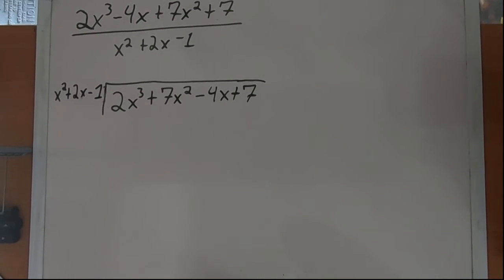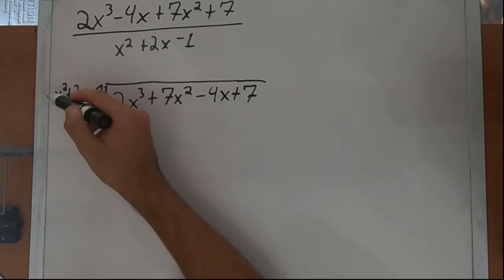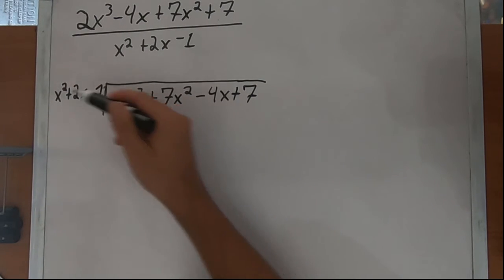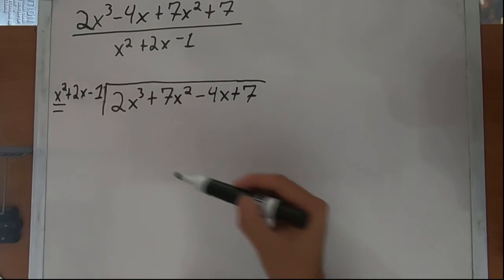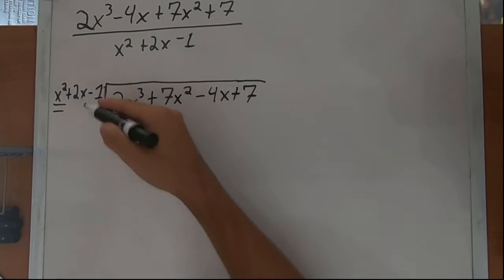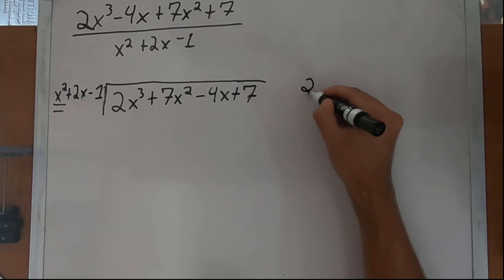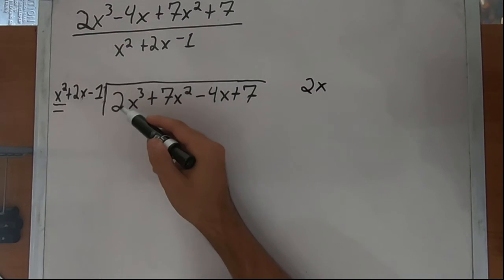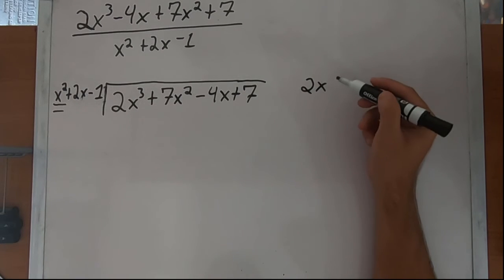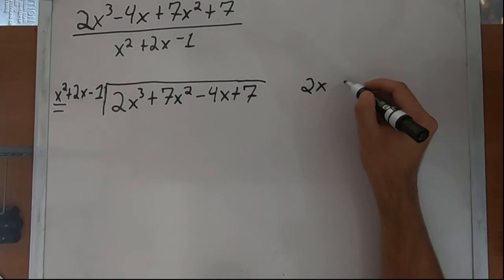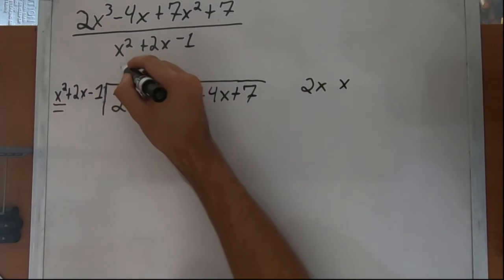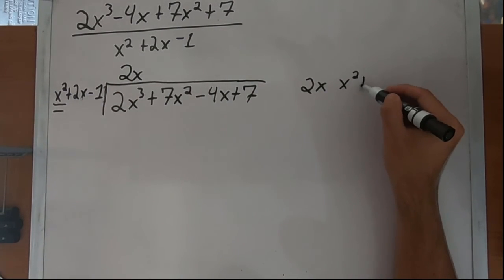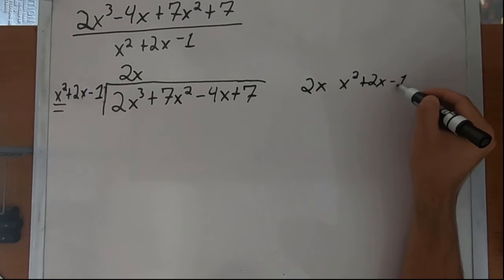Okay, just like we did before, what could you multiply x squared by to get 2x cubed? Remember, here you're only focusing on this term. So that would be 2x. 2x times x squared is equal to 2x cubed. Okay, so 2x multiplied by the whole thing. Oh, don't forget to put it up here. Multiplied by x squared plus 2x minus 1.